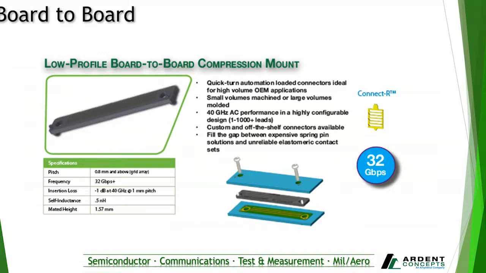So the first and most common type of board-to-board connector system we'll talk about comes in an area array down to a 0.8 millimeter pitch. This utilizes our connector contact set and is capable of performance out to 32 gigabits per second and is used in applications today at those speeds. This gives us an option for a quick turn automation loaded connector, and it's ideal for high volume OEM applications, things like test of high-speed optical connectors or motherboard and daughter card solutions that require an area array connector system to mate the two together.